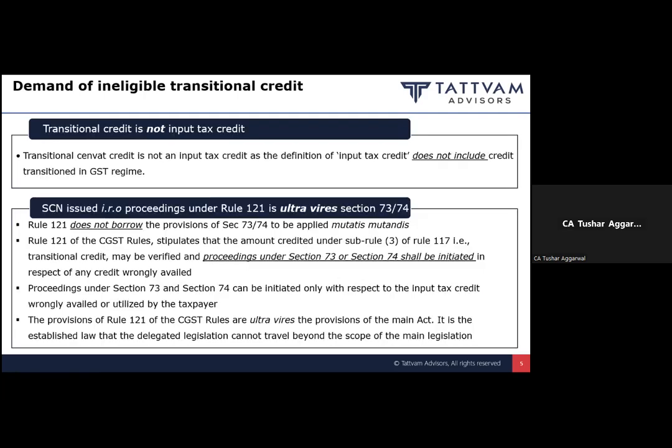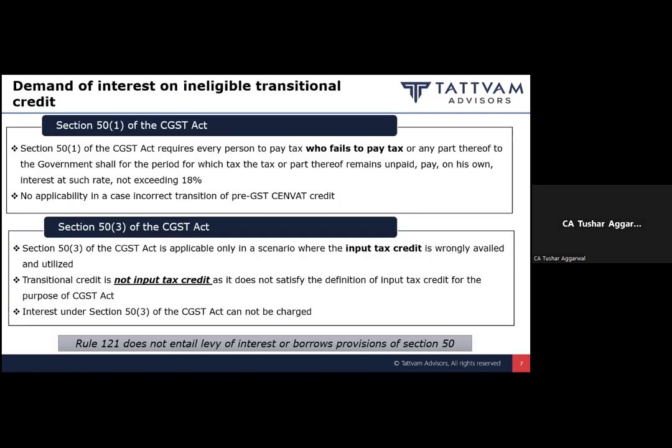Without prejudice to that, Rule 121 is not properly drafted to enable the government to issue a notice under 73, 74, and hence a transitional credit notice cannot be issued under 73, 74, and there is no other section to demand wrongly availed transitional credit.